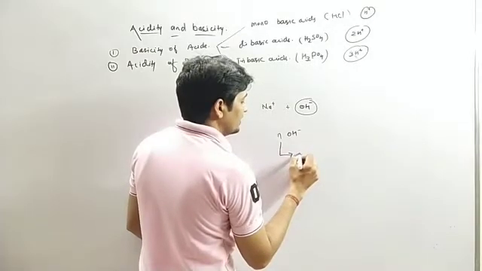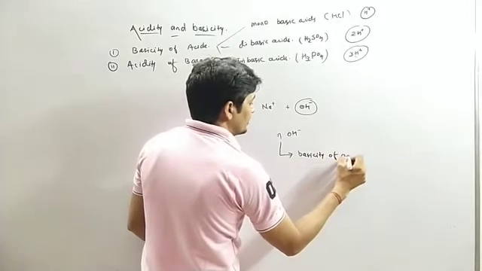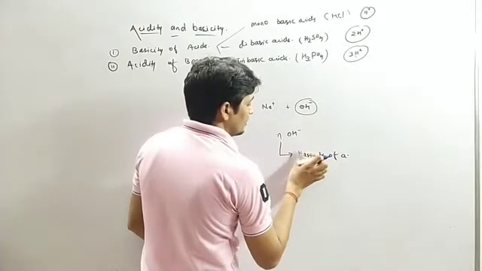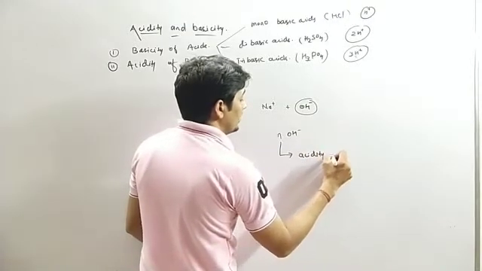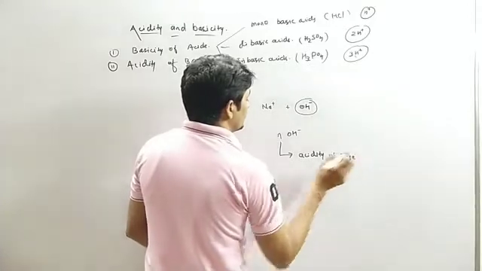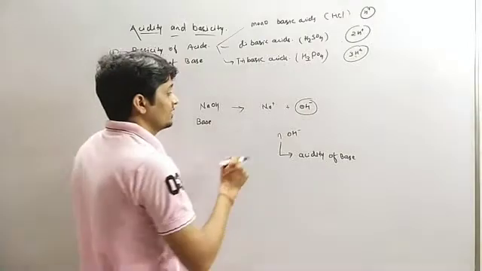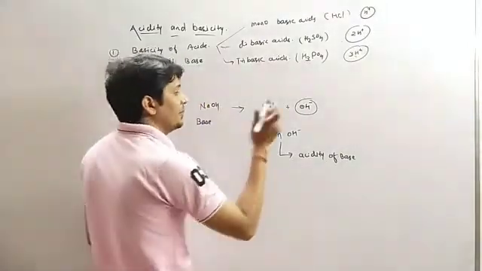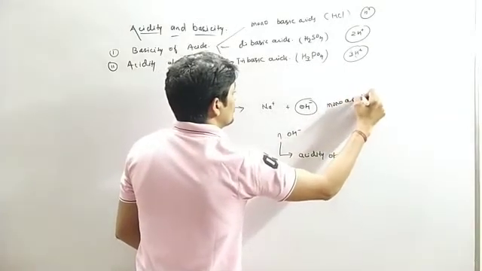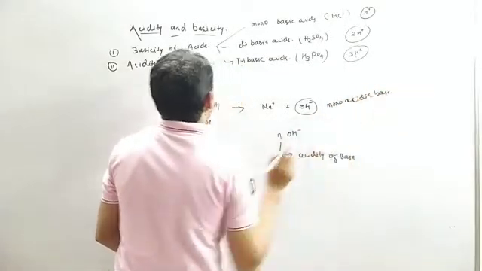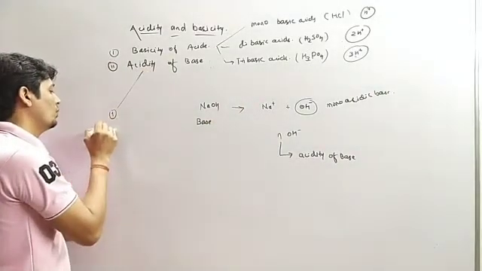So N is the basicity of acid, acidity of base. So this N number represents the acidity of base. So we can say it is the monoacidic base. So here we have first type, that is monoacidic base.